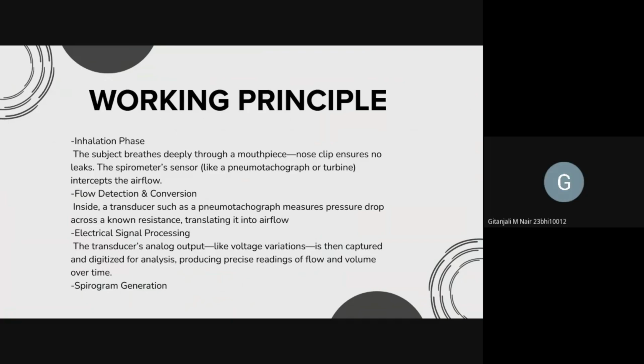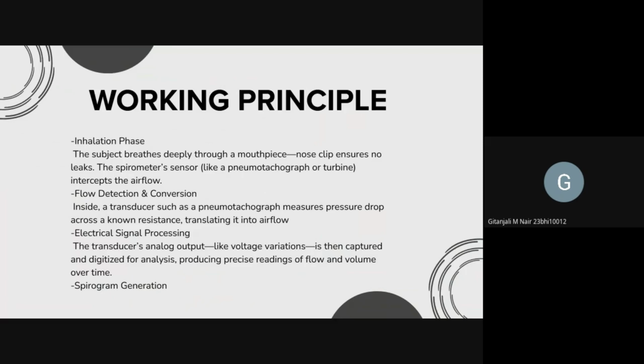So the working principle of spirometry has a couple of phases. The first one is the inhalation phase. Here the subject breathes deeply through a mouthpiece, and there is a nose clip so that there are no leaks. The spirometer sensors, which can be a pneumotachograph or a turbine, intercept the airflow.